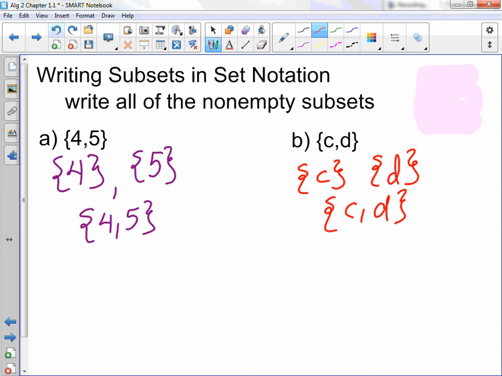Now, if we wanted to get particular, we could add another one, but that would be saying that order matters. If we said that order matters, then this pairing 5, 4 would be different than 4, 5. But for the most part, when we look at sets and subsets, order doesn't matter, so we wouldn't include this one here. So when we have 2 numbers, we get 3 different subsets. We're good with these here?